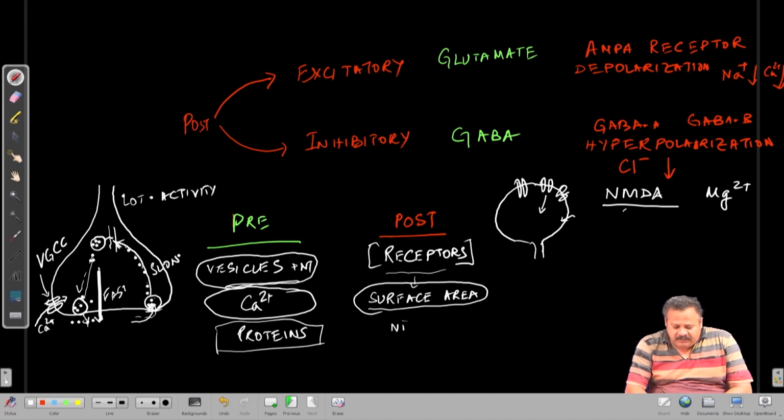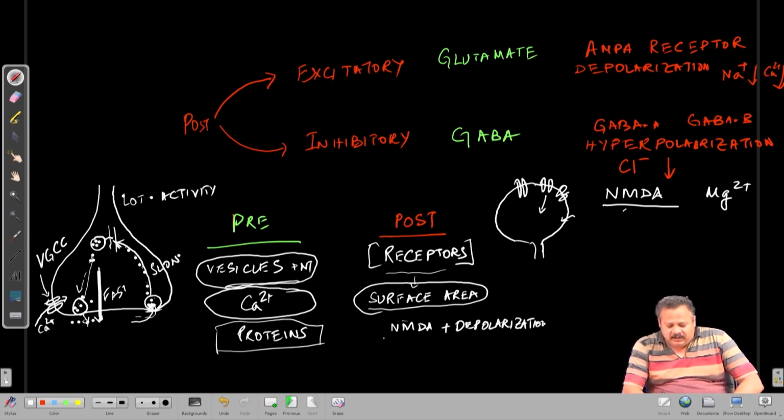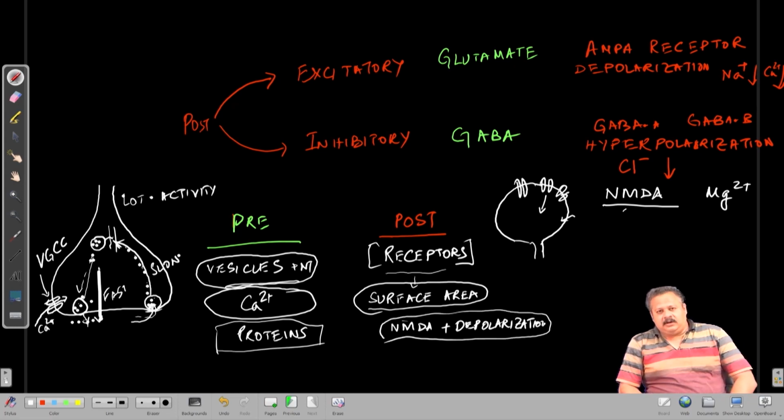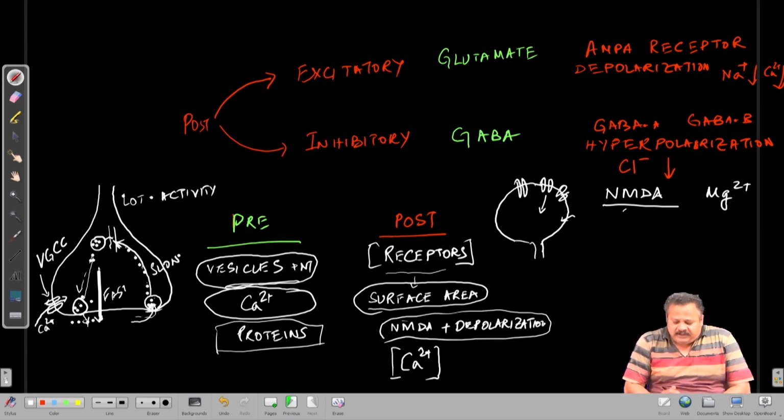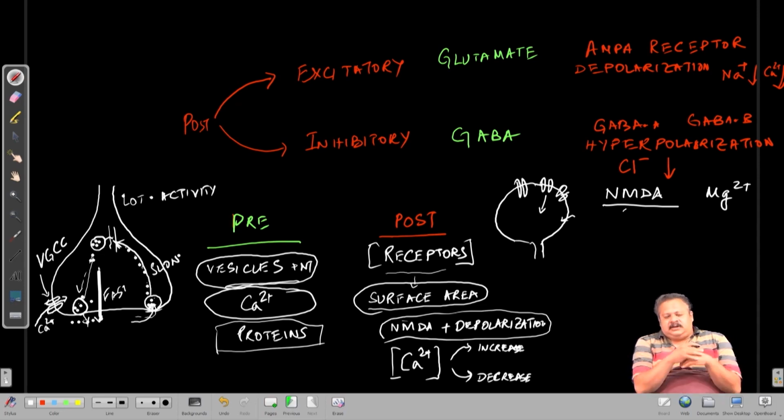So, the presence of NMDA ion channels plus depolarization can modify the synaptic strength. Similarly, probably the most important factor in deciding synaptic strength is the concentration of calcium in the postsynaptic side, and this calcium concentration can go both ways in modifying the synaptic strength. It may increase the strength of synapses or decrease the strength of synapses, depending on its concentration and what molecules it activates downstream.